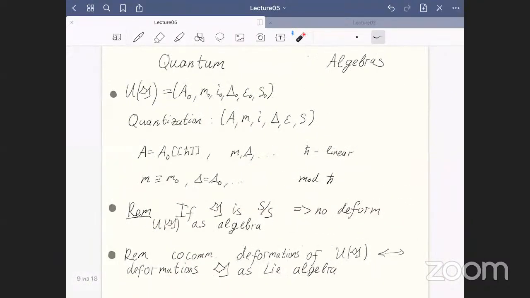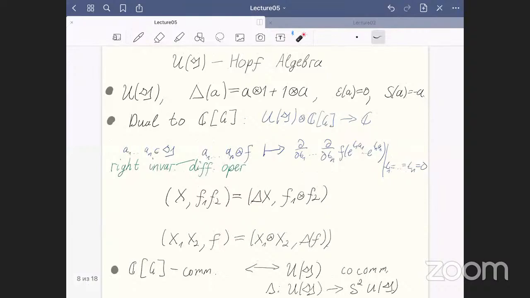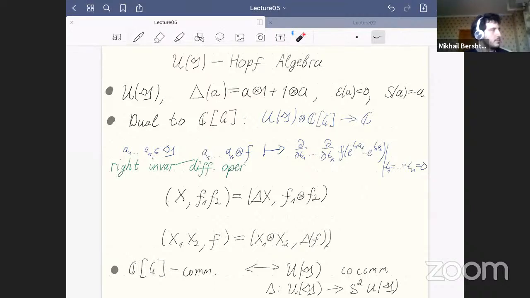And the analog of the universal enveloping algebra for a discrete group is the group algebra, yes? One can say that, yes. I don't want to, but yes.